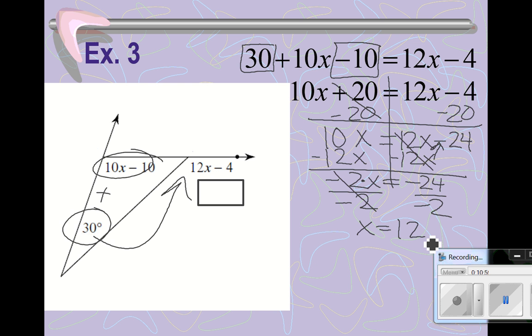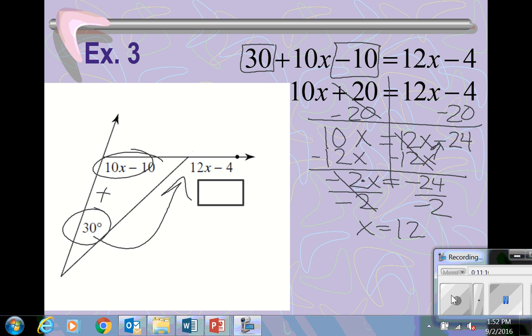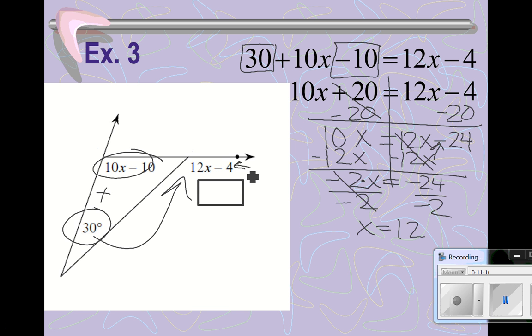12. I'm not finished yet because now I have to substitute 12 in place of x to find my exterior angle measurement. So let's substitute x equals 12. Let's substitute it into our exterior angle, which is right here. So I have 12 times 12 minus 4. I know that 12 times 12 is 144. If I subtract 4 from that, I get 140 degrees, and that would be my final answer for example 3.